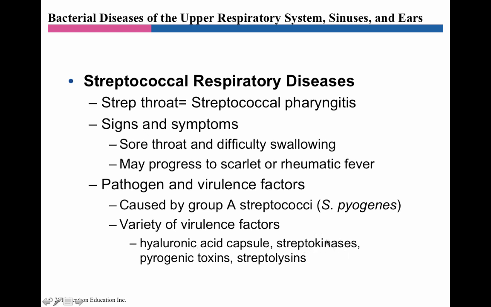There are also enzymes called streptokinases. Remember, we talked about kinases? Kinases are able to break down blood clots. And so kinase is going to presumably allow the strep bacteria to spread easily through damaged tissues. Streptolysins are other exotoxins, extracellular enzymes that will actually lyse red blood cells, leukocytes, which are white blood cells, and platelets.